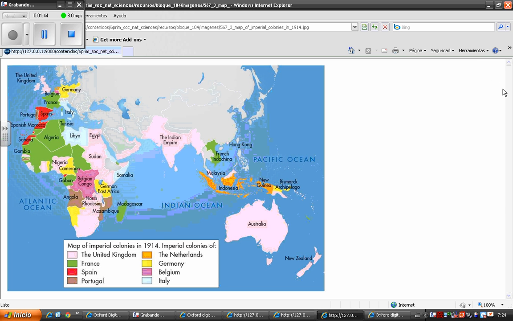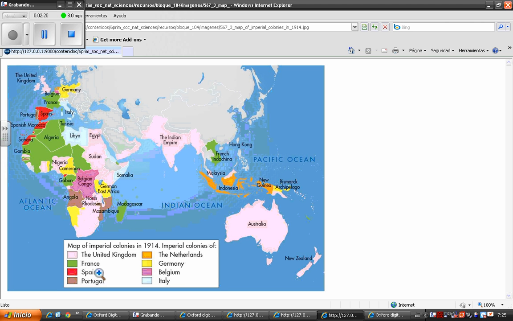Something else that we studied about the contemporary age: imperialism. Imperialism is a system in which a strong country controls an empire of weaker countries, which are called colonies. So if we take a look at this map, we can see all of the different colonies that were held by different European countries. In pink, you can see the colonies of the United Kingdom, such as Australia, New Zealand, the Indian Empire, Egypt, Sudan, etc.